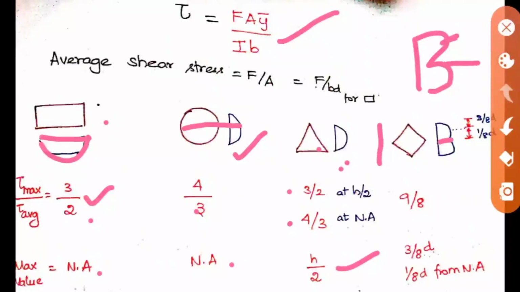If you are measuring from the neutral axis, it is 1 by 8 times the D. That is the value given, and I have written it here also: 3 by 8 D from the top and 1 by 8 D from the neutral axis. Here the tau max by tau average value will be 9 by 8. So these are all the values you should keep in mind.